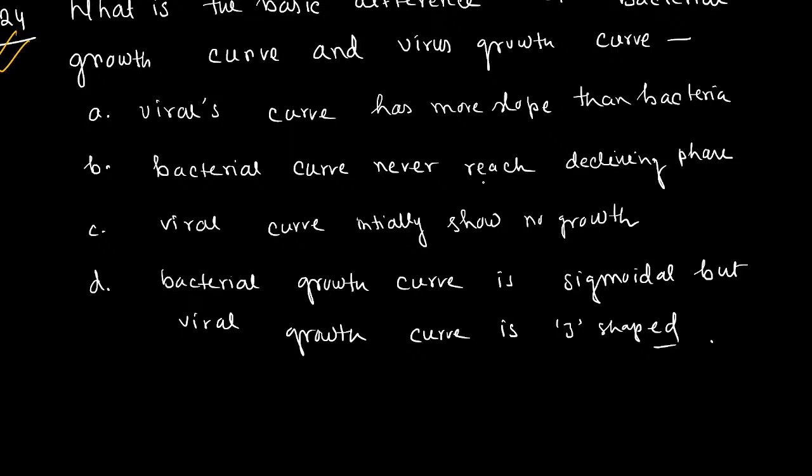What is the basic difference between bacterial growth curve and virus growth curve? It is really very important to know. Many people will ask this question in any interview as well as in the JAM exam. Options: the viral curve has more slope; the bacterial curve never reaches the declining phase; the viral curve initially shows no growth; the bacterial growth curve is sigmoidal but the viral growth curve is J-shaped.